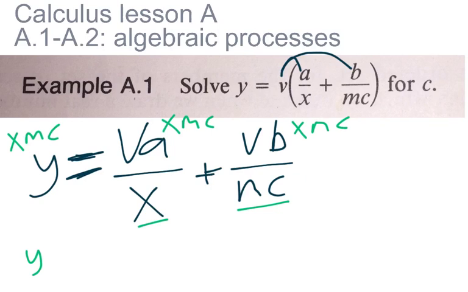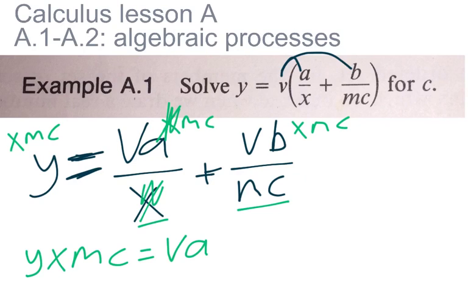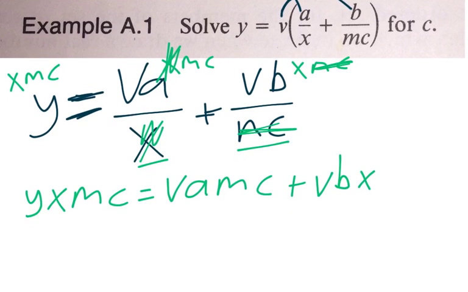Of course, the left side will simply be Y times XMC equals VA. Notice the X's cancel out, and that's why the denominators are going to go away, because now you have VA MC plus, and now MC will cancel out, and so you have VBX. This problem is now a lot simpler because everything is on the same level. There are no denominators. Now is where you have to worry about what you're solving for.